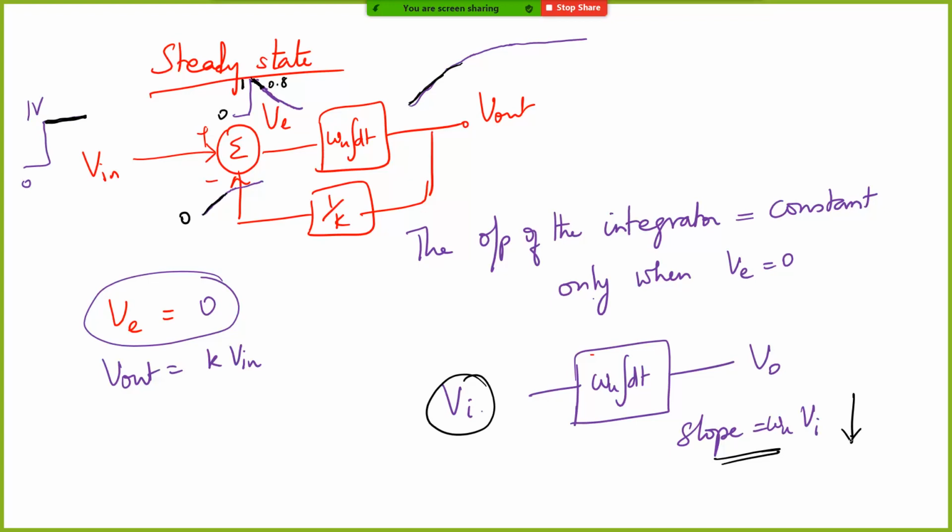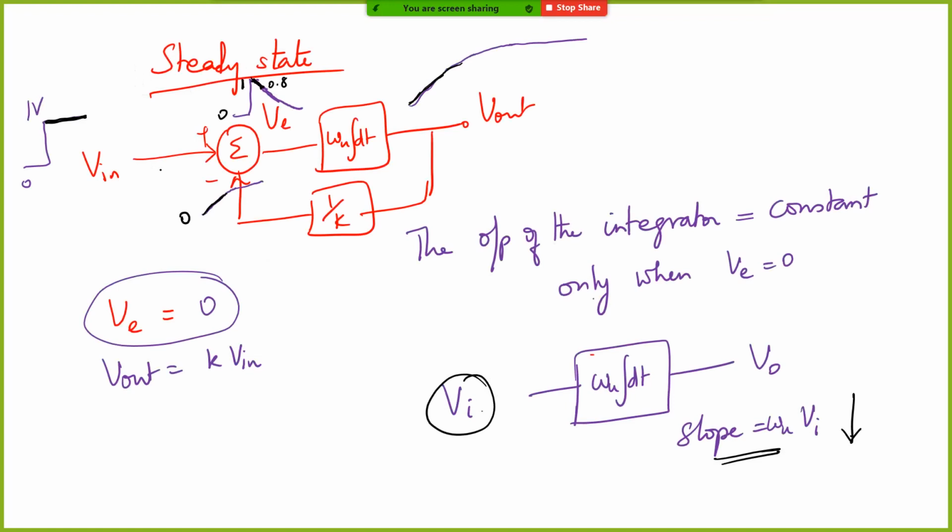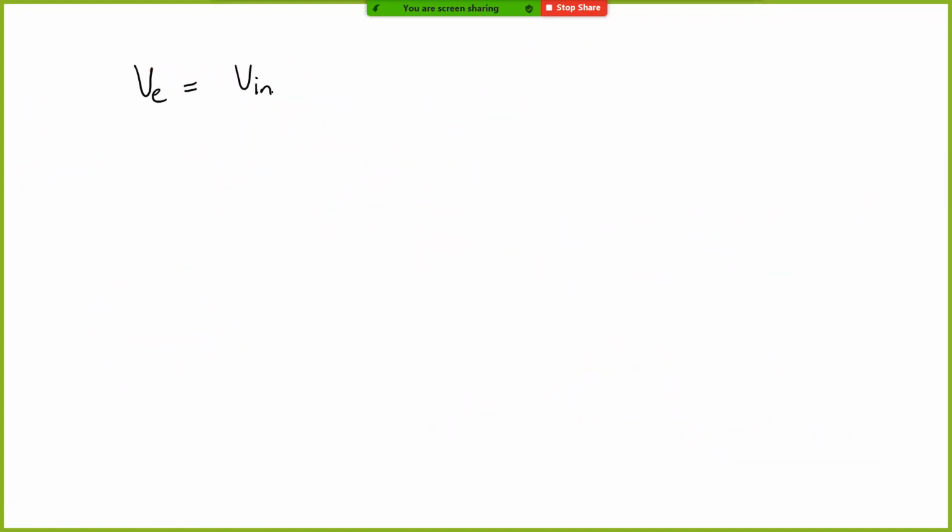Now let us jump into mathematics. What is the error voltage we saw? Error voltage is V in minus V out by K, right? So V in minus V out by K is our error voltage.